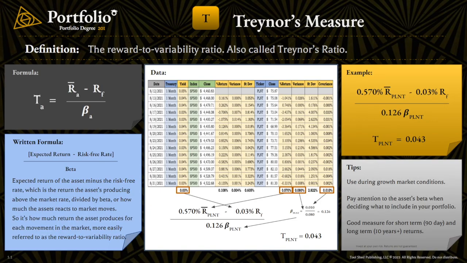A lot of people will stick to expected return or alpha to select their stocks, which we'll get more into alpha here in a moment. But Sharpe's measure and Trainer's measure are metrics that are very highly touted in the investment community, so learn how to leverage them for yourself and take advantage of what they're telling you.